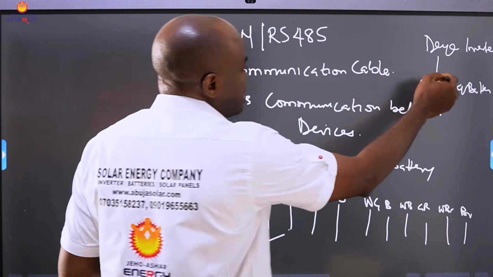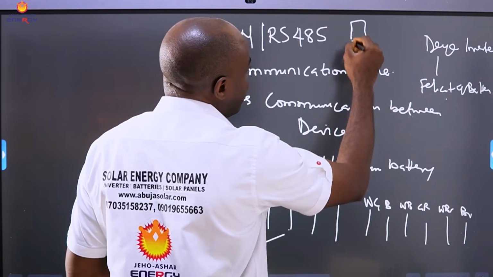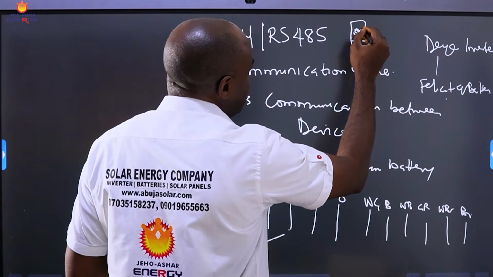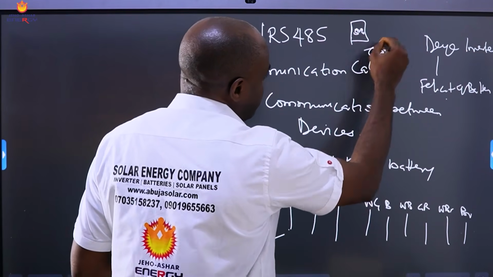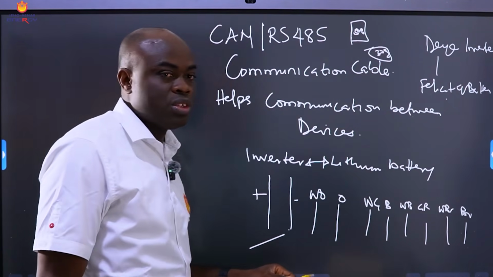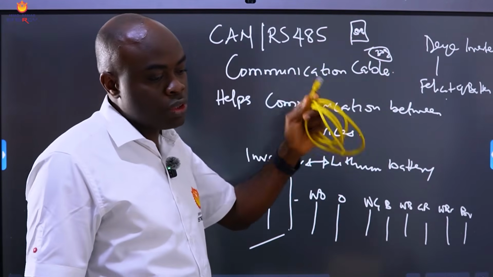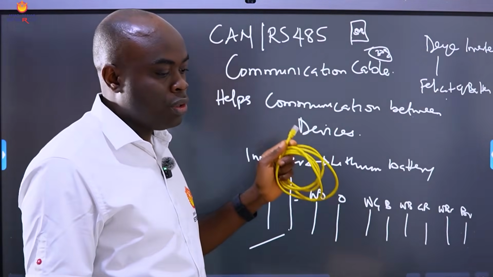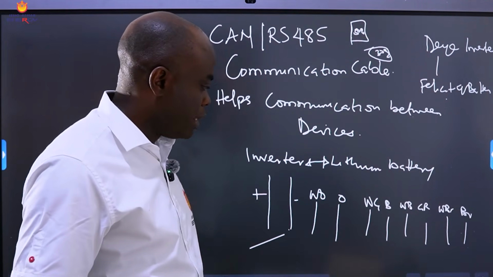Because if you have, for example, this brand and this on site, most times you go to the site and discover that the Jeho is showing 50% and the battery is showing 30%, because the communication is not established yet. So do yourself well to understand how this works and use it always in your solar energy system installation. Thank you and have a nice day.